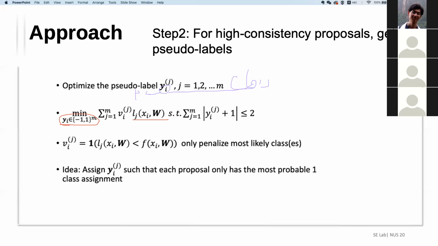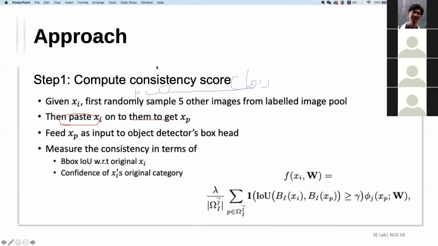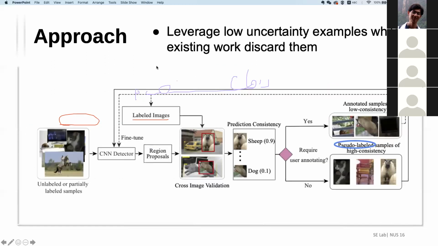But this proposal has already been selected. Can we go back to the first step? This is unlabeled data, right? All these proposals are labeled. Yeah, I know. So the idea is that we already have predictions. We would like to assign the label according to the prediction. But the point is that, based on the prediction consistency score, we have already assigned the prediction, right? After the prediction, you only have whether you need to label.